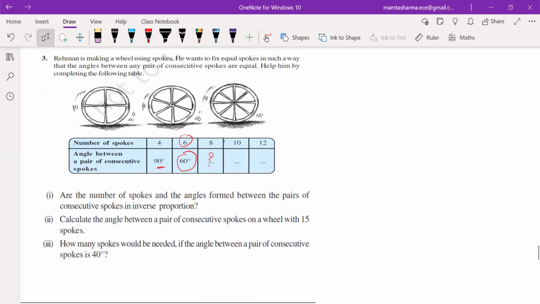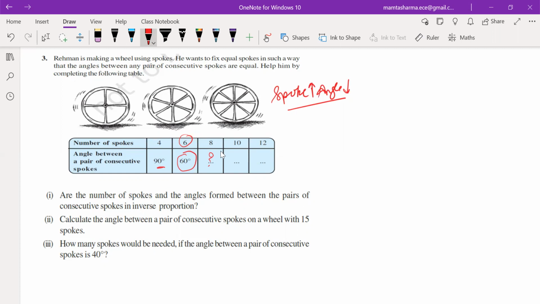First you have to identify whether they are in an inverse relation or direct. They will be in inverse. Ma'am, they are in inverse. See, when spokes increase, the angle will decrease. Here the angle is 90. Here the angle is 60. So the angle is decreasing. Ma'am, the next two blanks are 36 degrees and 30 degrees.